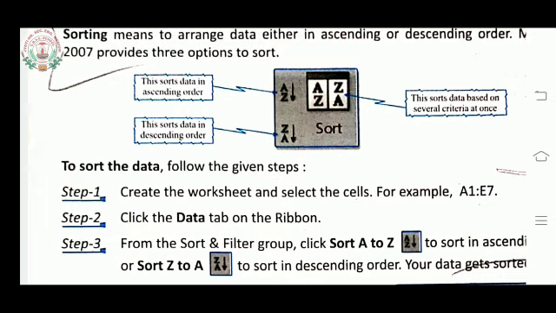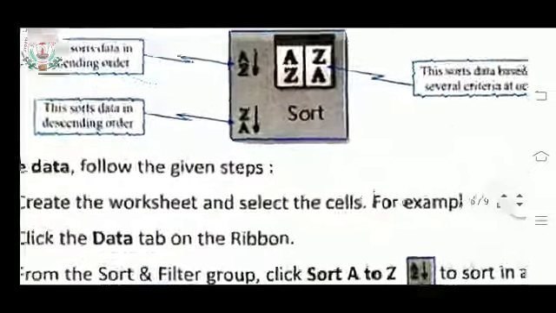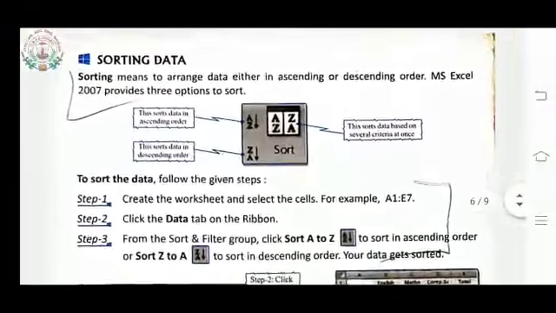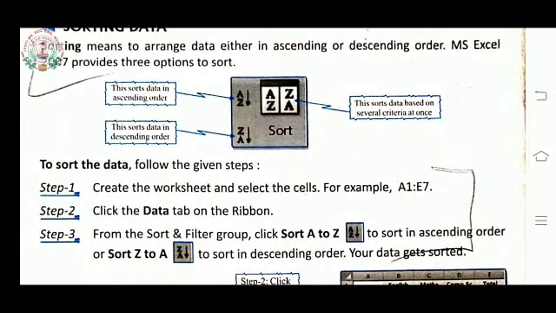Then click the Data tab on the ribbon. In this above part we have seen that this sorts data based on several criteria at once. Means one time it can arrange only one criteria, only one condition. So after creating the worksheet, select the cells, for example A1 to E7.